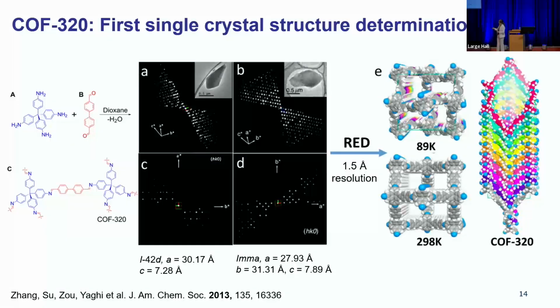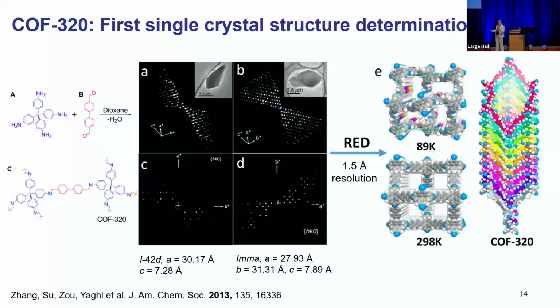And we found out actually that the structure changes with temperature. As you see here, at the low temperature, the structure was more contracted. At room temperature, it's expanded. So it's 9-fold symmetry, interpenetration.